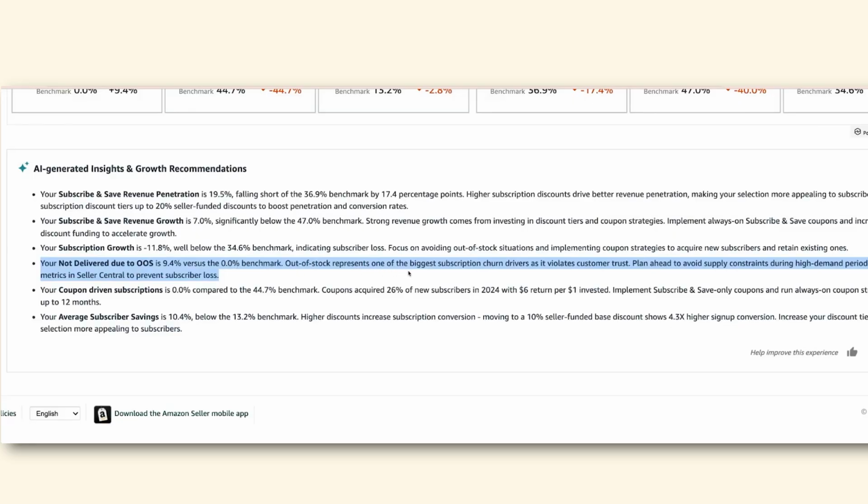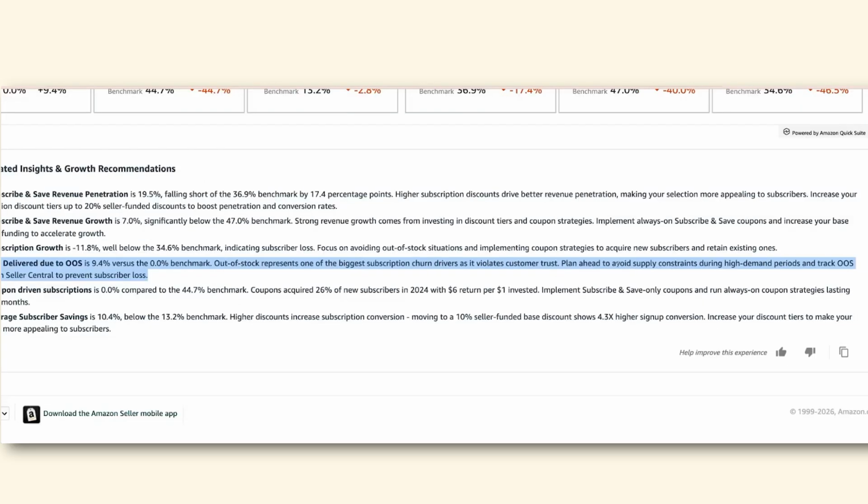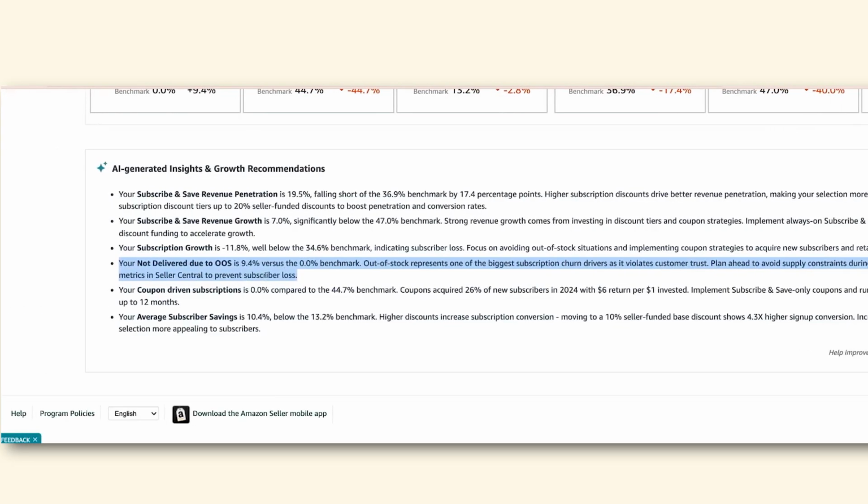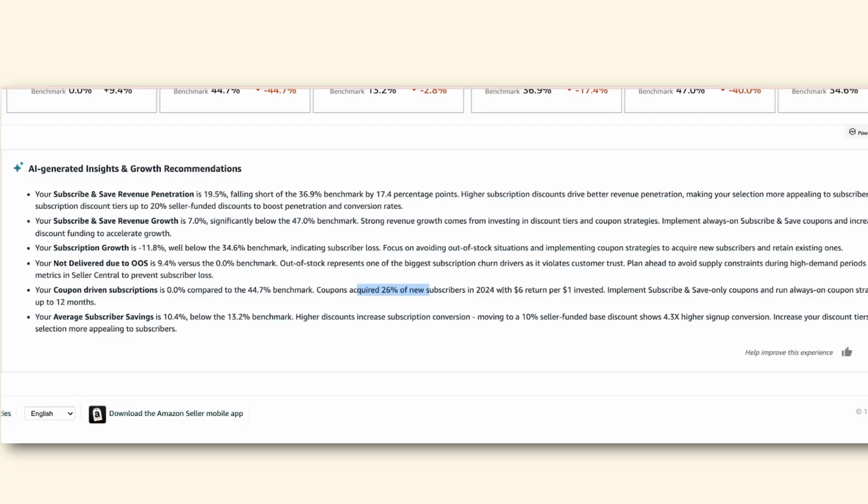Out of stock represents one of the biggest subscription churn drivers as it violates customer trust. Plan ahead to avoid supply constraints during high demand periods and track out of stock metrics in Seller Central to prevent subscriber loss. This ties directly into the inventory planning, the lost sales, and the shipped units being down. Coupons acquired 26% of new subscribers. And yes, we saw that the coupons did work. But it doesn't work if we don't have enough inventory. And you can see over here we're already almost 10% not delivered due to out of stock.